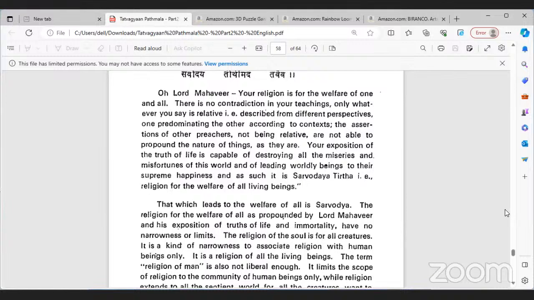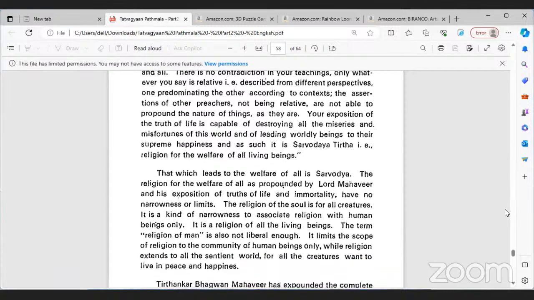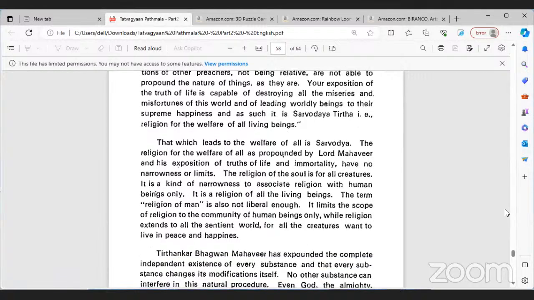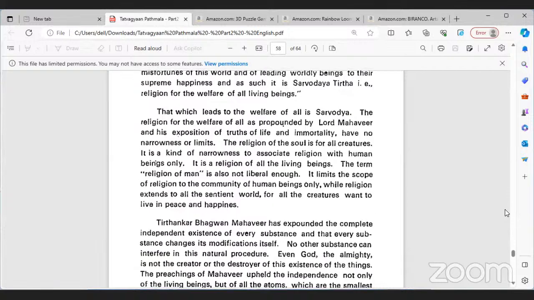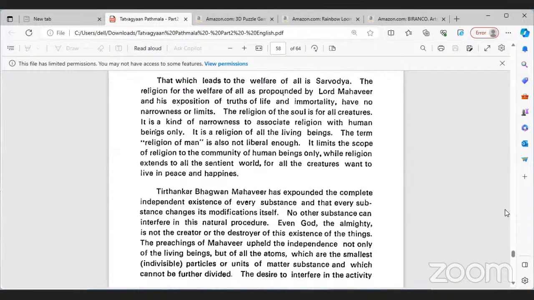Your expositions of the truth of life are capable of destroying all the miseries and misfortunes of this world and of leading worldly beings to supreme happiness. And as such, it is Sarvodaya Tirth, that is, religion for the welfare of all living beings. That which leads to the welfare of all is Sarvodaya, the religion for the welfare of all as propounded by Lord Mahavir, and his exposition of the truths of life and immortality have no narrowness or limits. The religion of the soul is for all creatures.